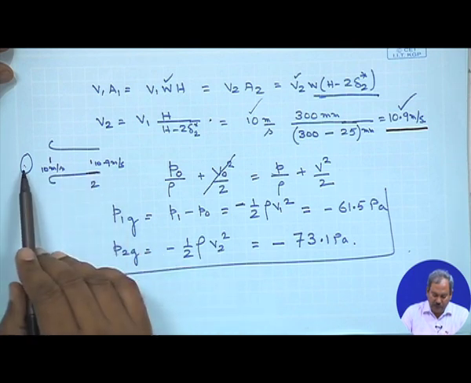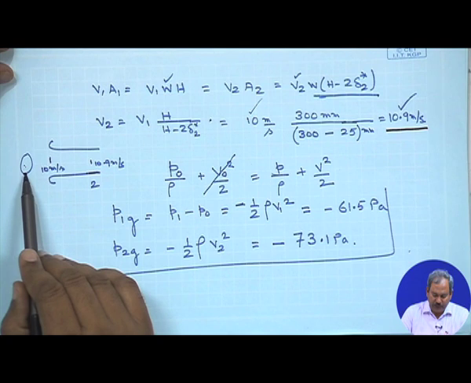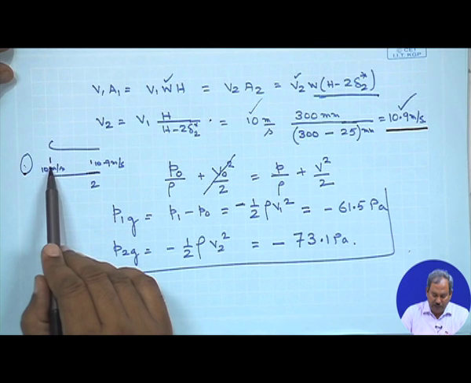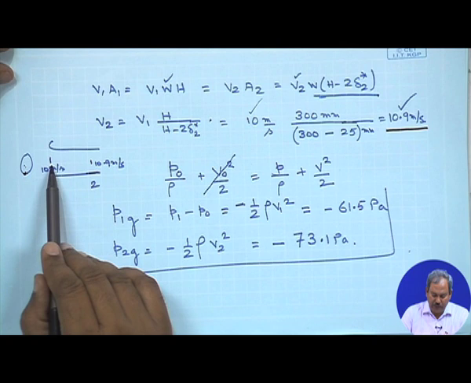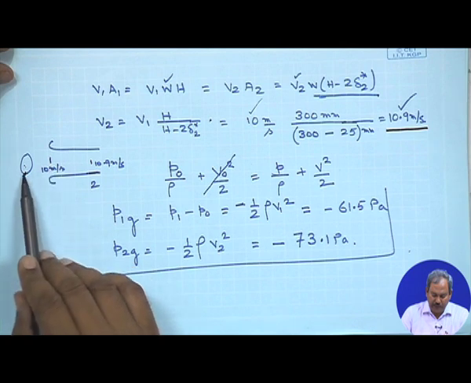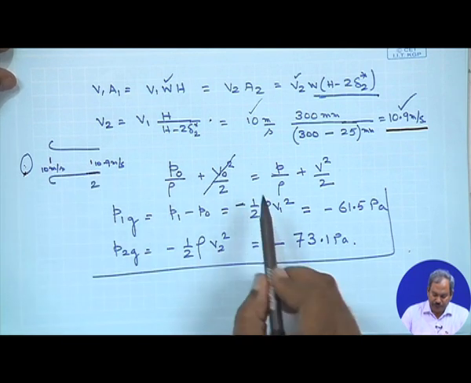Now I am going to write Bernoulli's equation between a point outside of the duct where the velocity is 0 and the pressure is atmospheric, and location 1, and then between the atmosphere and location 2.